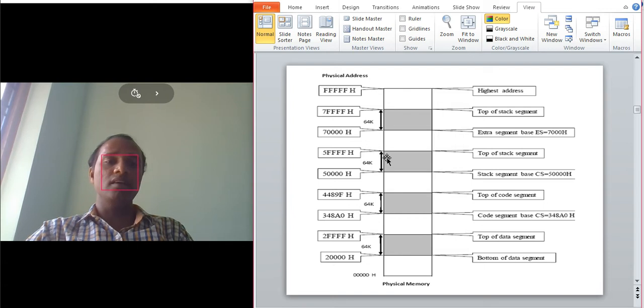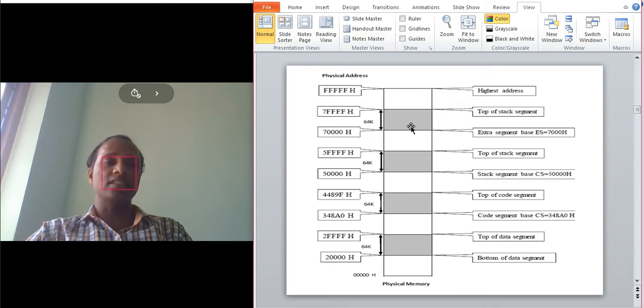And similarly you can go for the stack segment. This is the stack segment memory, and for this stack segment the initial address is 50000H and the ending address is 54FFFH. In order to access the stack segment, we use the stack segment register, and the offset register is the stack pointer register. With the help of these two registers, we access this stack segment memory.